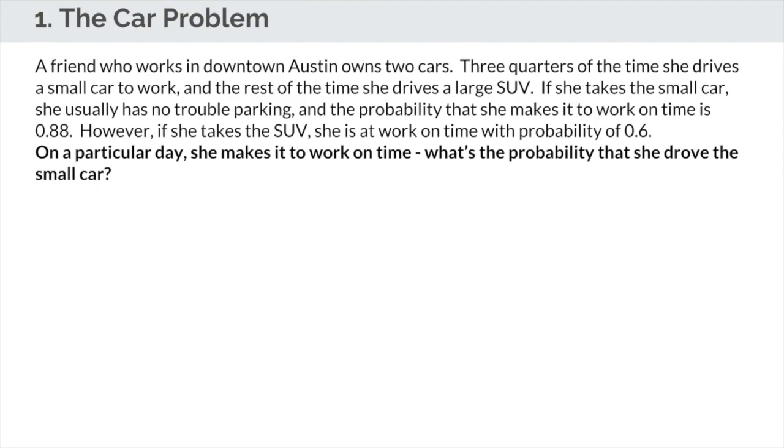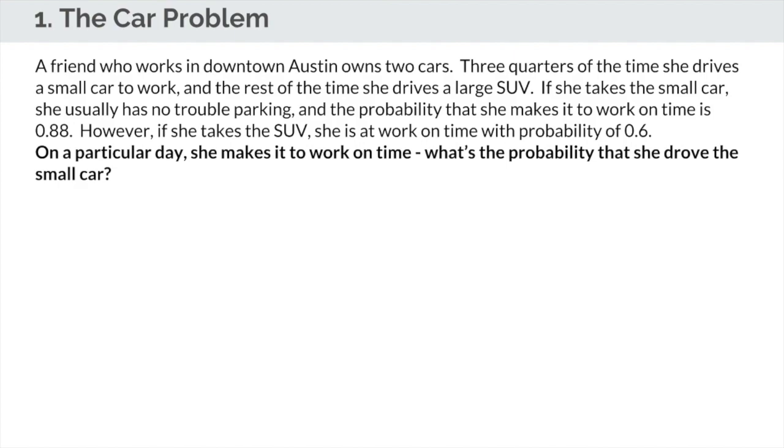3/4 of the time she drives a small car to work, and the rest of the time she drives a large SUV. If she takes the small car, she usually has no trouble parking, and the probability that she makes it on time to work is 0.88. However, if she takes the SUV, she is at work on time with probability of 0.6.